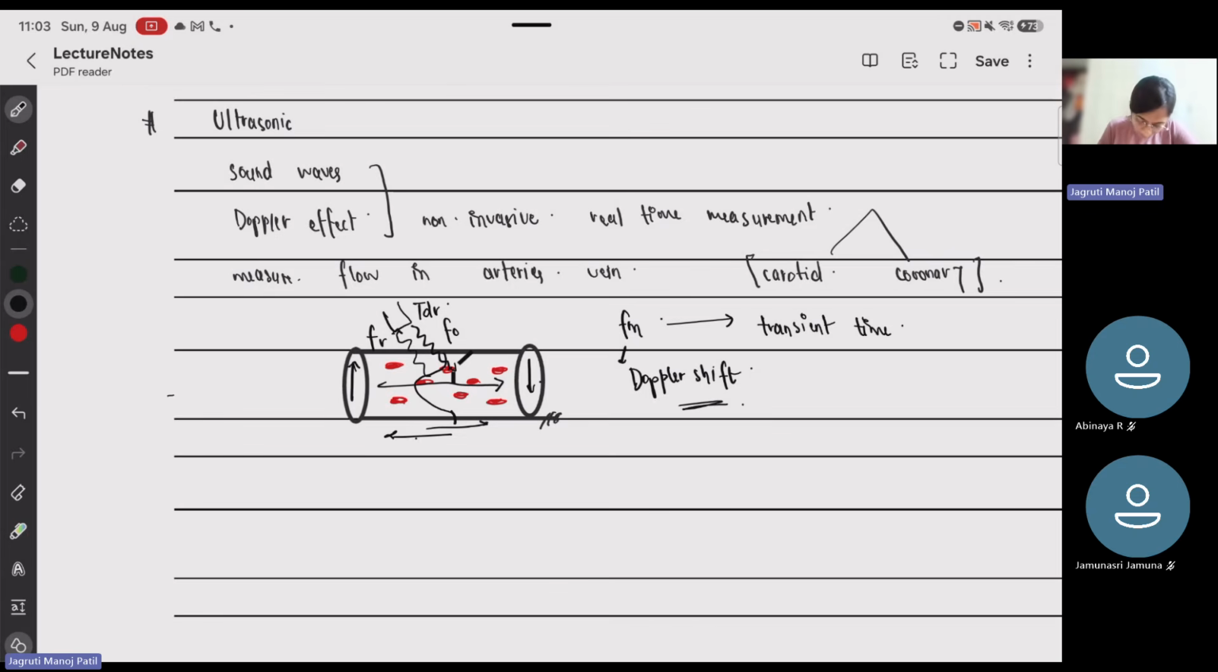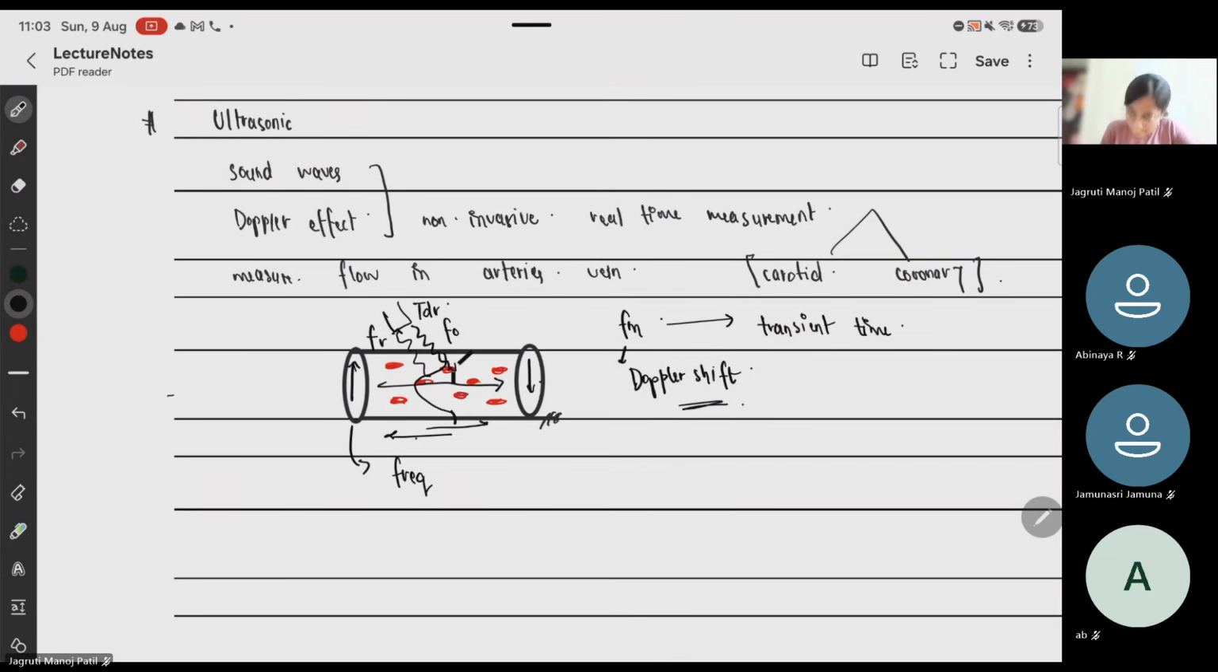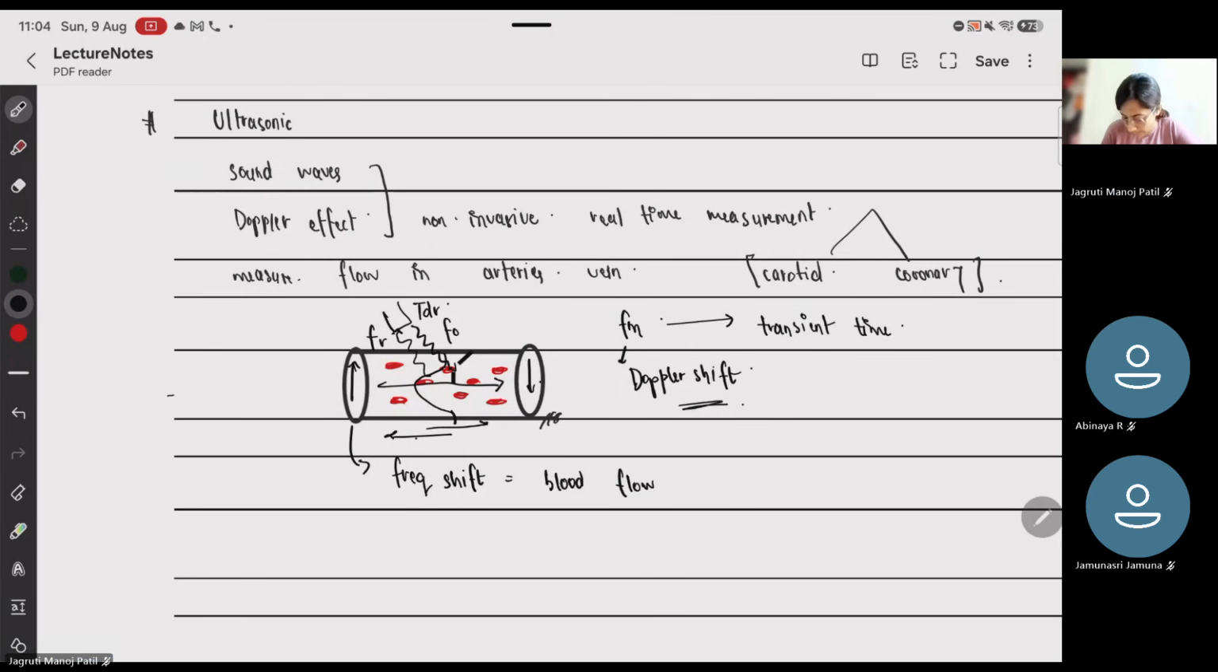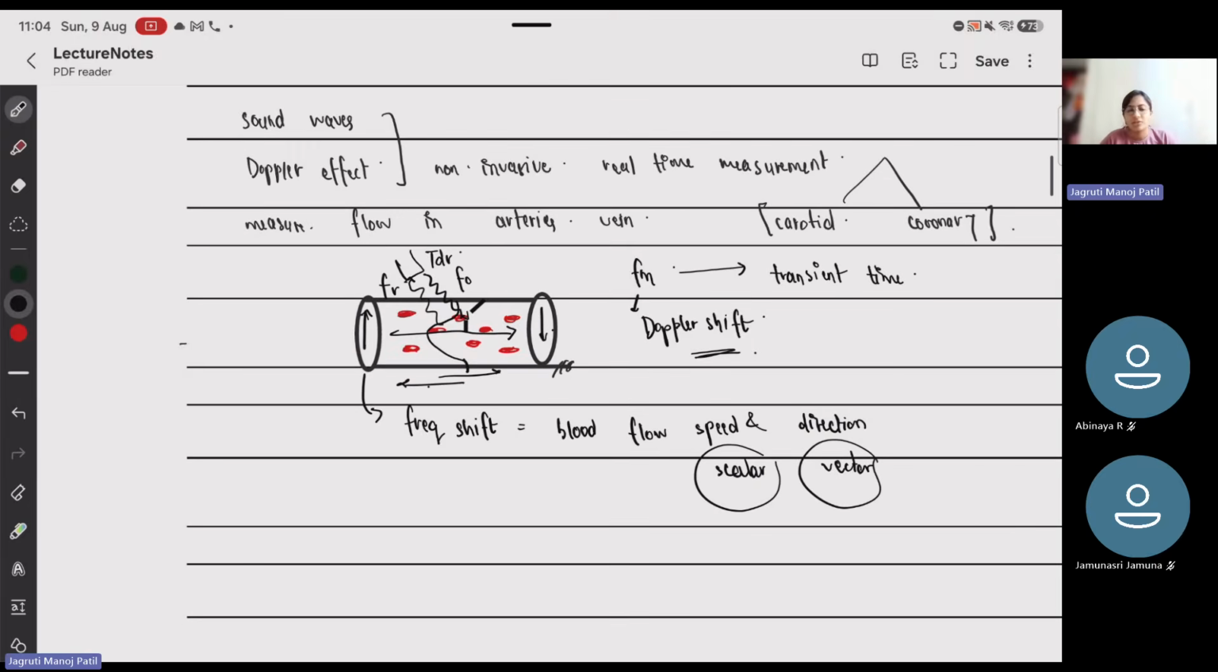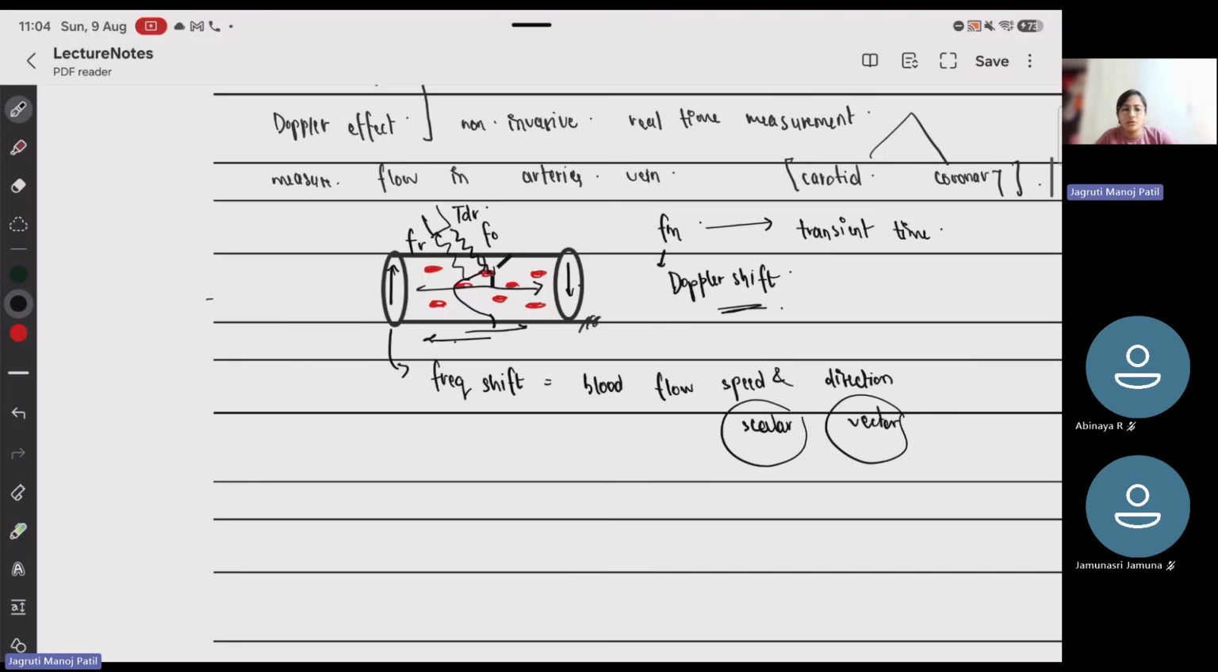This frequency shift will tell us about the blood flow speed and direction, right? So it tells us about one scalar quantity and one vector quantity. Okay. So it gives us two things at a time. It's telling us about the speed, not the velocity, and the direction. From there, you can also derive the velocity. So based on upstream and downstream effects, you might have done this earlier in your class 12 or 11th physics.